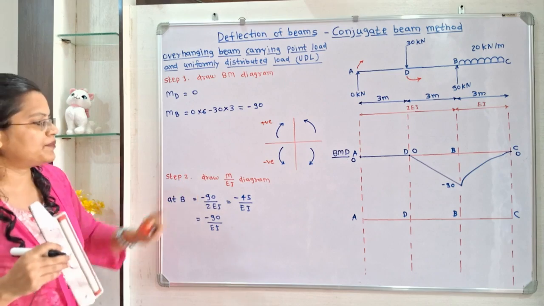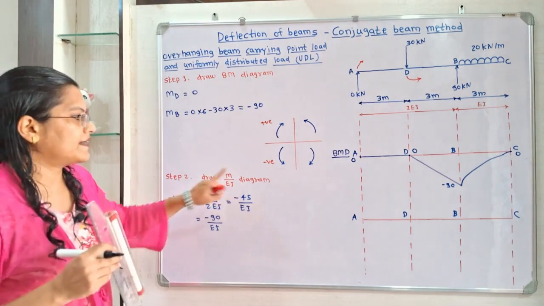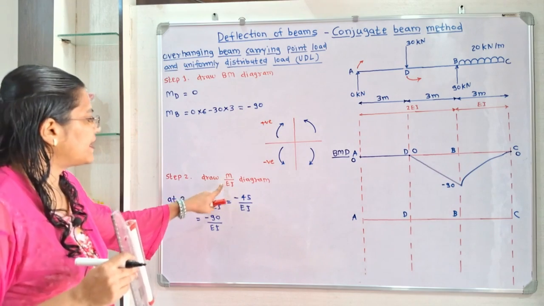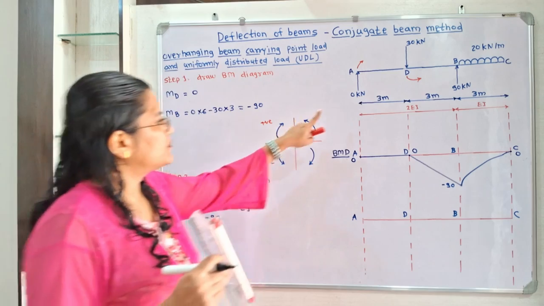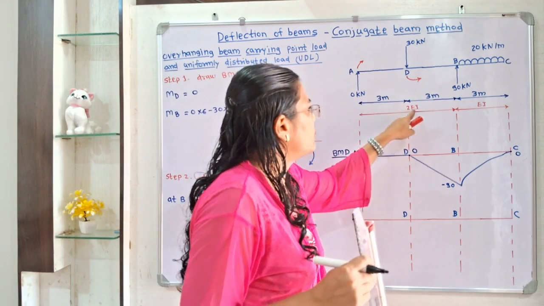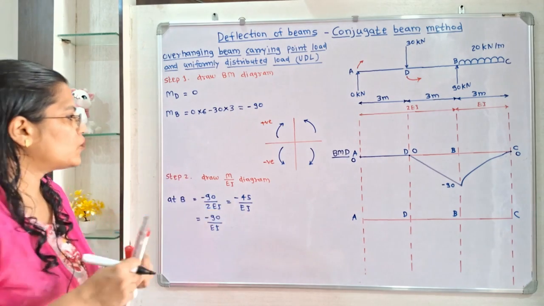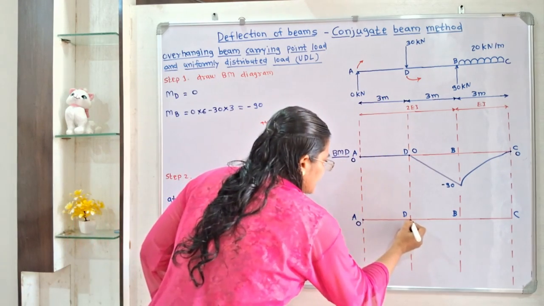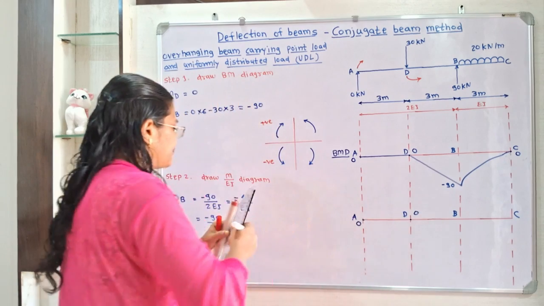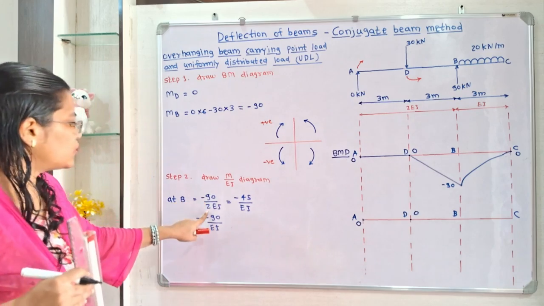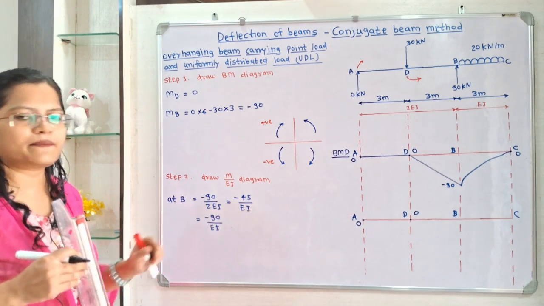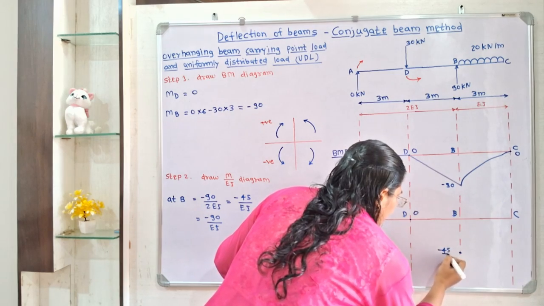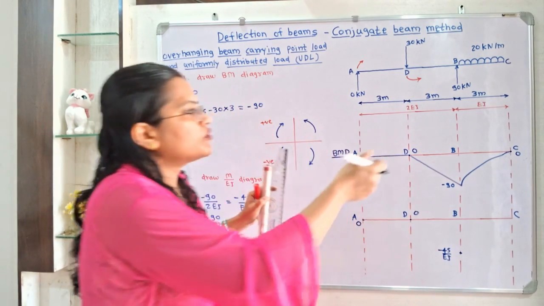Now we will move to the step 2. Draw M by EI diagram. So values of M are 0, 0, minus 90, 0. And we have to divide with EI. Now if we observe for this part AB, value is 2EI. So 0 by 2EI at point A, 0. At point D, 0 by 2EI, value is 0. At point B, minus 90 by 2EI. So it is minus 45 by EI. So I will show here minus 45 by EI. Now we will move to the part BC.